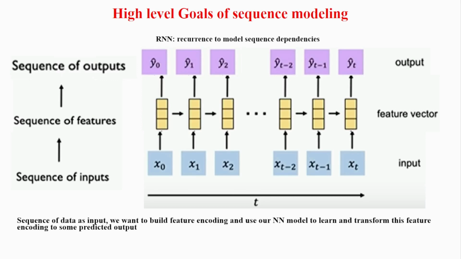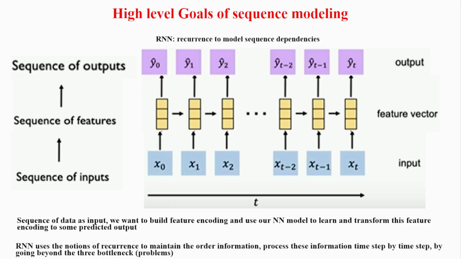What we saw is that RNN uses the notion of recurrence to maintain order information, processing information time step by time step. But as I just mentioned, we had three key bottlenecks to RNNs. What we really want to achieve is to go beyond these three bottlenecks.